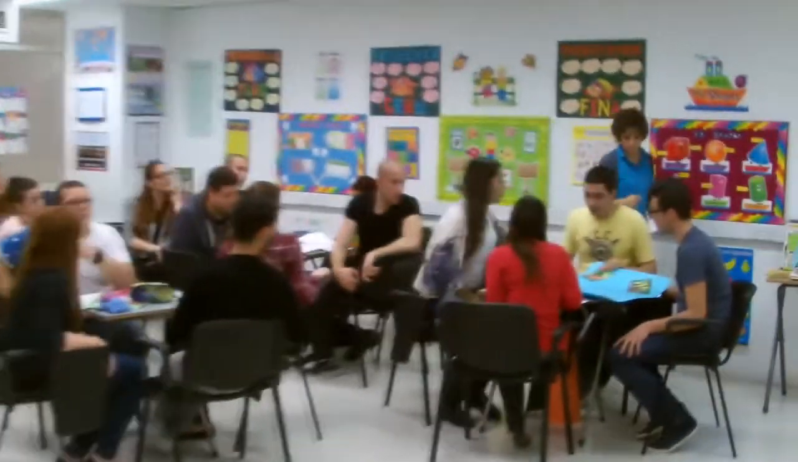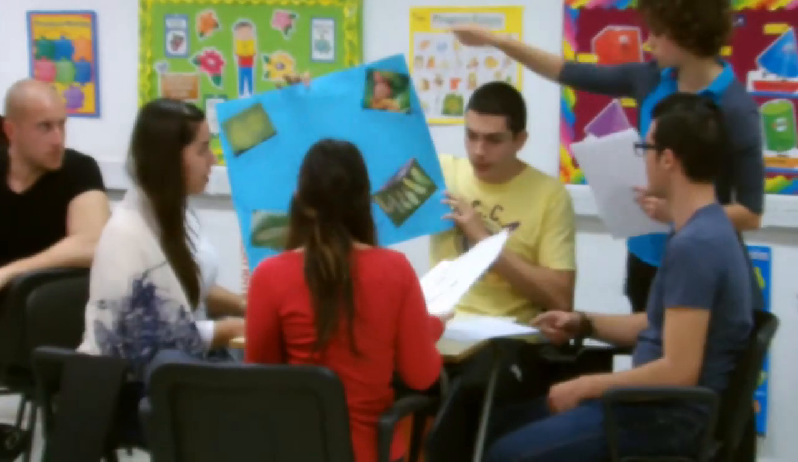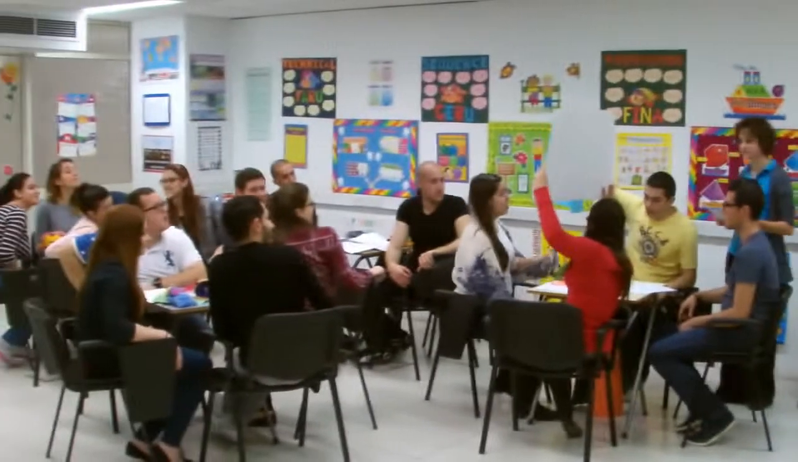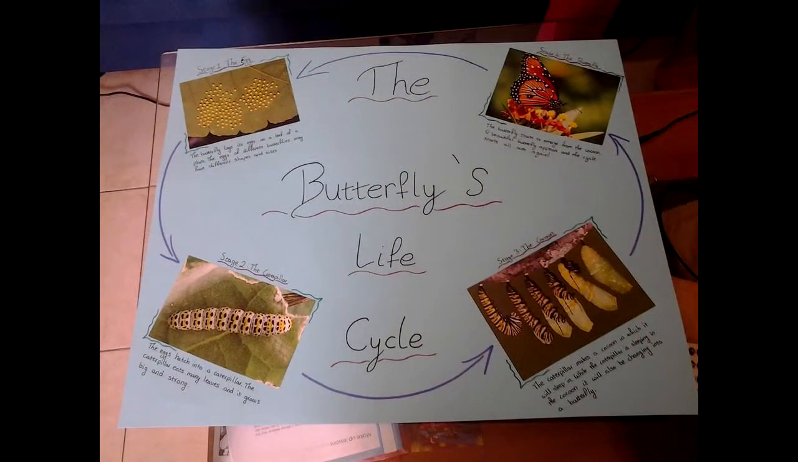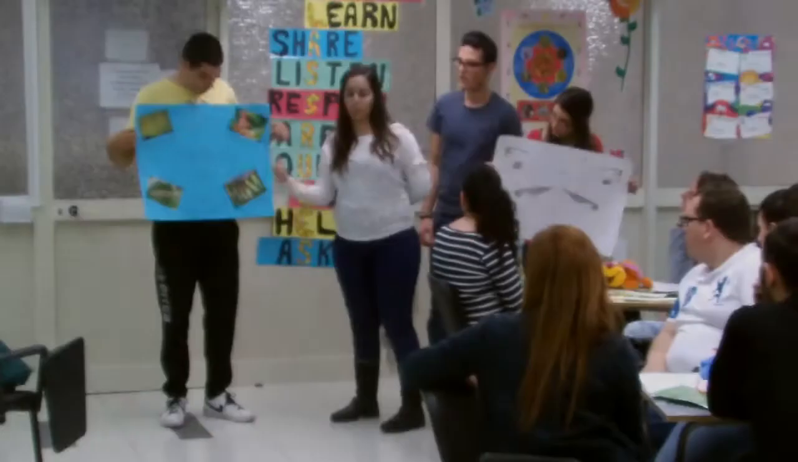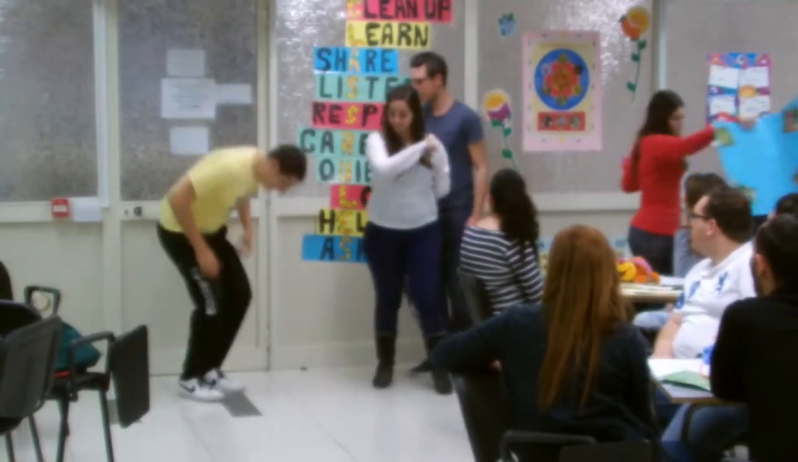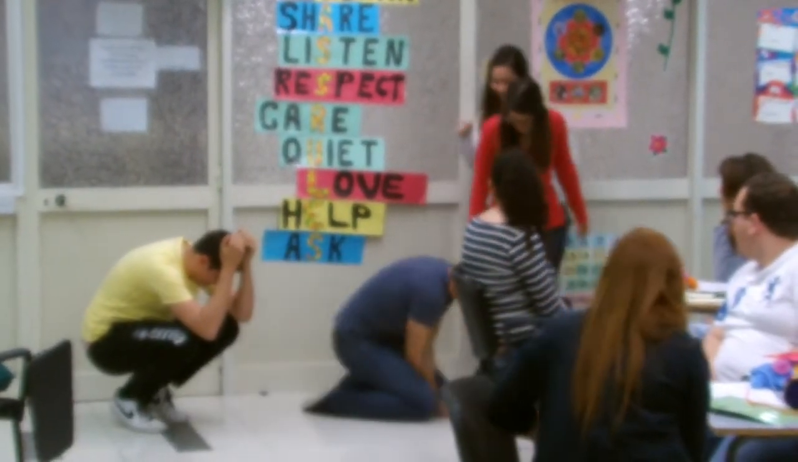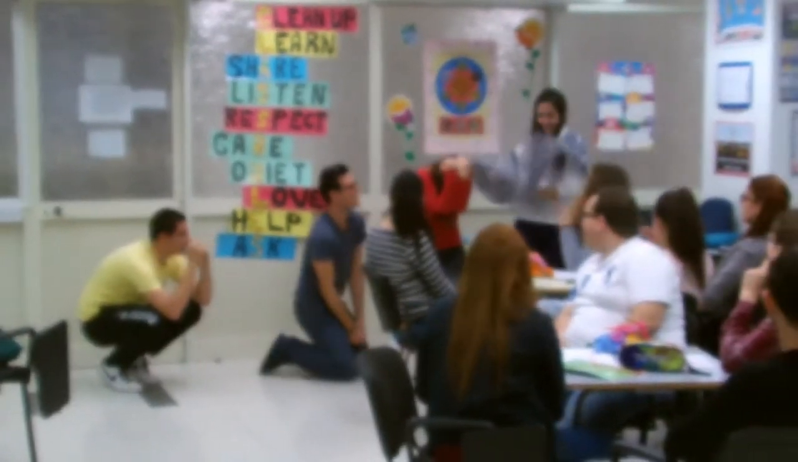Miss, we decided to do 3 things. We did a chart, a drawing of a butterfly, and we also did a role play. Can we show it to you? Yes, of course. Go ahead. We can see that first comes the egg, then the caterpillar, then the cocoon, and then the butterfly. So in our role play, Jacob will be the egg, Ryan will be the caterpillar, Elena the cocoon, and from the cocoon comes the butterfly.